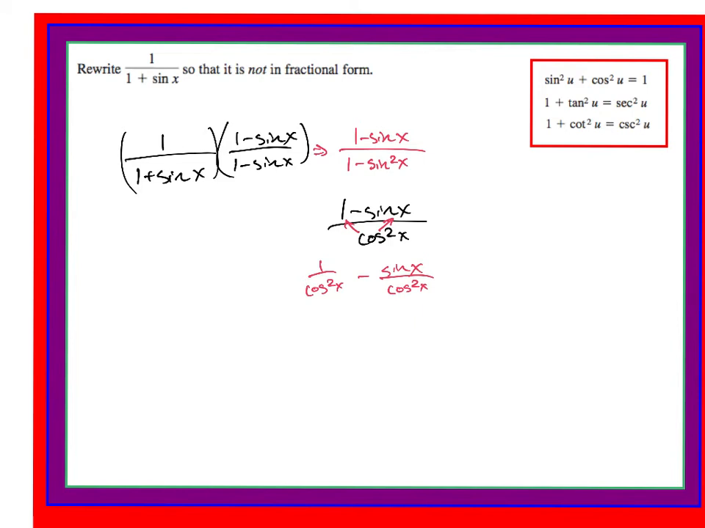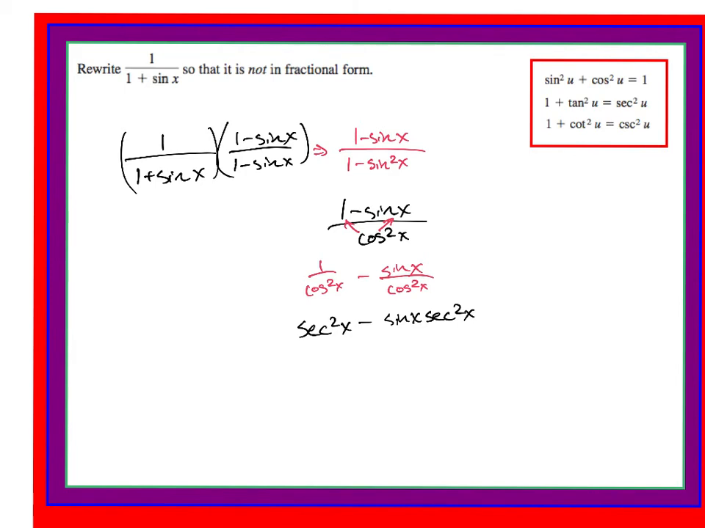Well, what is 1 over cosine squared? Secant squared. So now we have secant squared over here, and then minus, I could call this sine x secant squared x. I could call it that, because if you divide by cosine squared, it's really multiplying by secant squared. You following me? But I want to show you another way to do it.